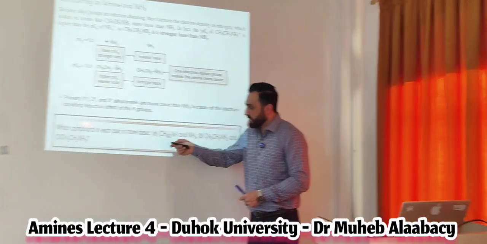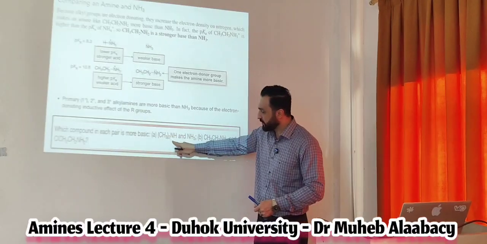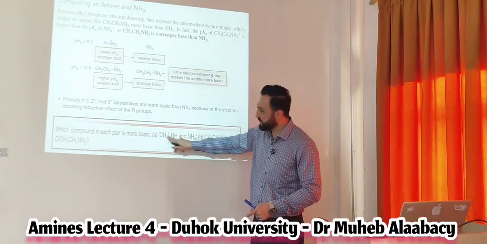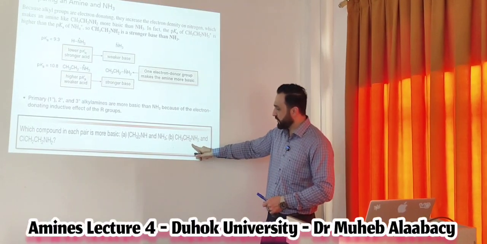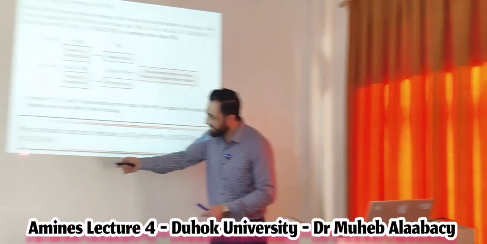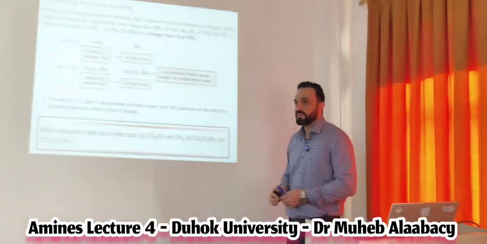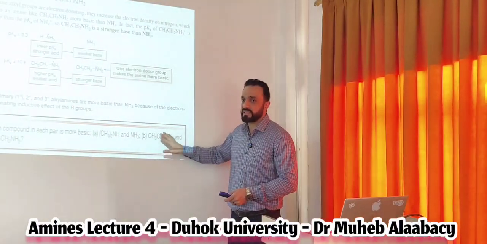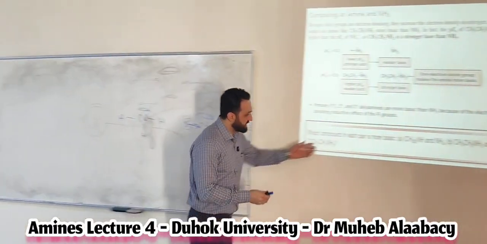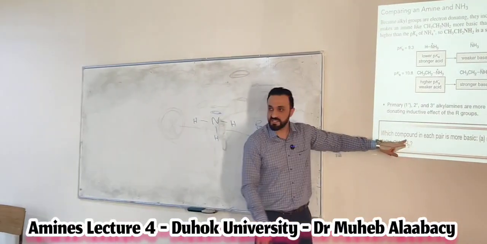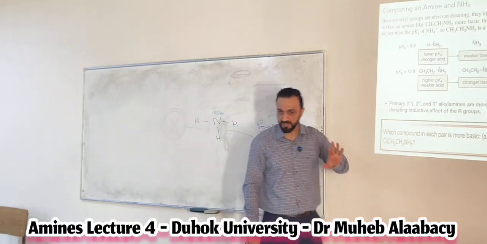Which compound in each pair is more basic? This (CH3)2NH or NH3? Of course (CH3)2NH, because of the effect of the alkyl. B: CH3CH2NH2 or ClCH2CH2NH2. Which is more basic? Yes, the first one. Why? Because the Cl here is a withdrawing group, which decreases the electron density on the nitrogen and makes the nitrogen less basic. Be careful here.